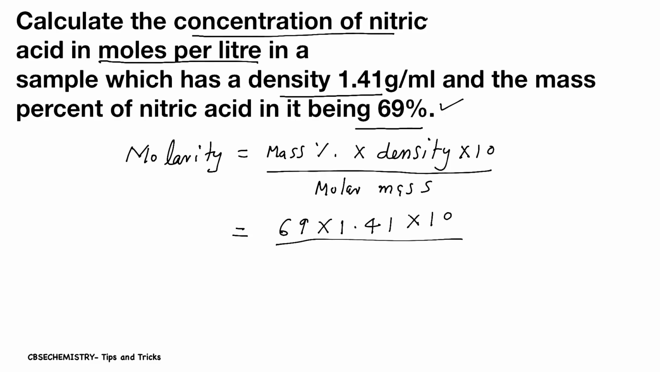What is the molar mass of solute? What is the solute here? Nitric acid, right? Which means HNO3. What is the molar mass? See, H, hydrogen is 1, nitrogen is 14, oxygen is 16, but 3 oxygen is there. On adding, you will get 63.